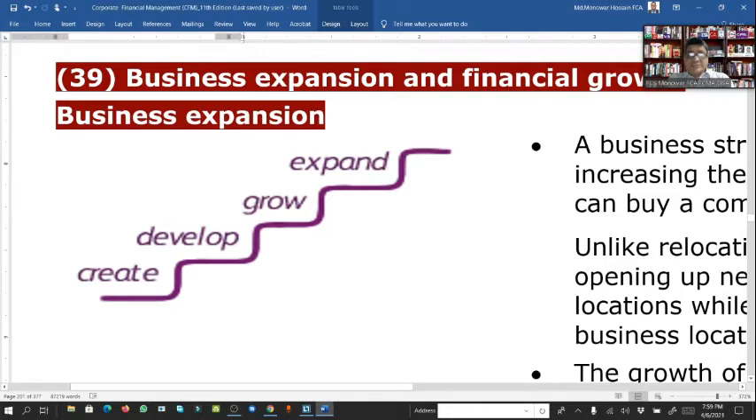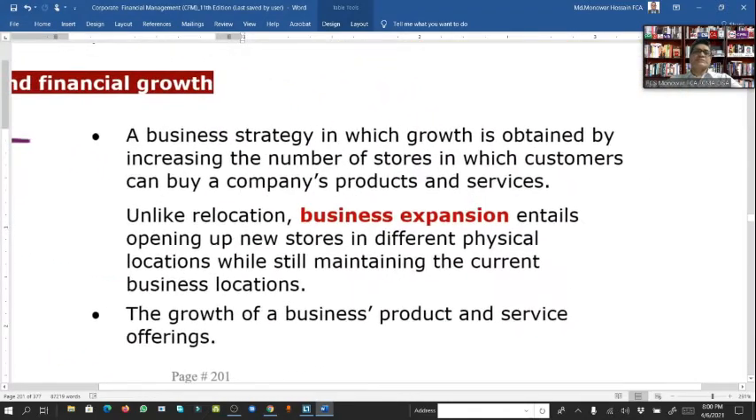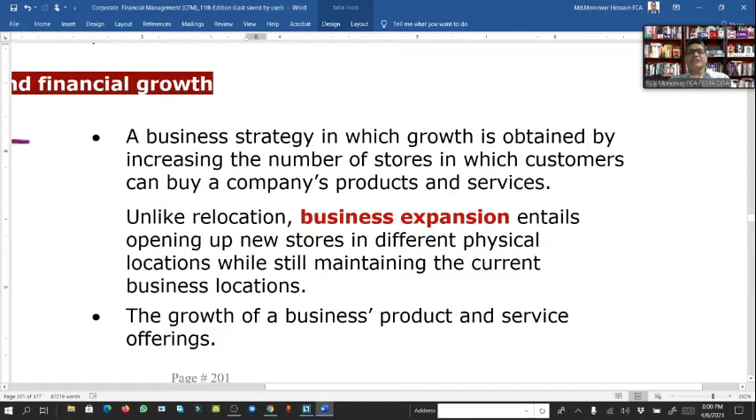First, we have to establish a business, and then the business develops day by day through good management, corporate governance, etc. Then the company grows, and that growth can be expanded, that means for achieving the goal of the organization. Business expansion is a business strategy in which growth is often achieved by increasing the number of stores in which customers can buy a company's product or service. It is obtained in different ways based on the organizational structure and the industry.